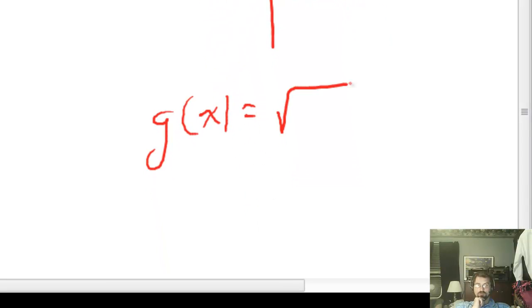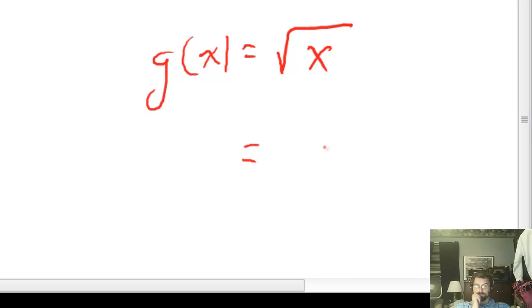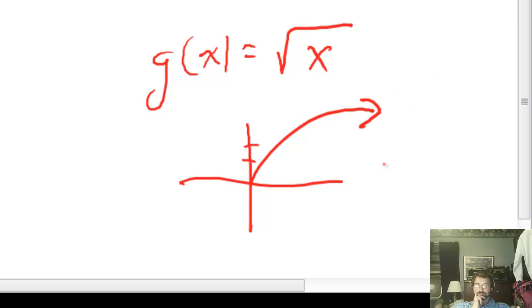Let's look at g of x. G of x is a square root function that has an inverse, but it's not x squared. It's x squared under the restriction that the inputs are strictly positive. So if I graph this, it looks like that. So its inverse would actually have to look like that, which is half of a parabola.